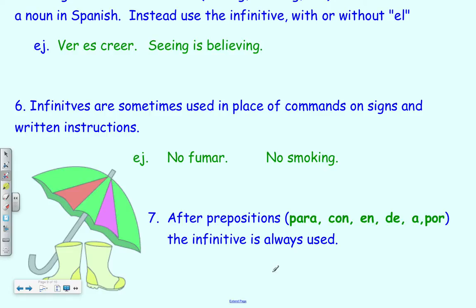And big one, big one. The 2 major uses of an infinitive: 1, after an already conjugated verb, and 2, after a preposition. Okay, therefore you have to know what a preposition is. The most common ones in Spanish are para, con, en, de, a, por. And after prepositions, you always use the infinitive. Okay, you have to. Para hablar, por gastar, por pagar, con hablar, whatever. It has to be followed by an infinitive.